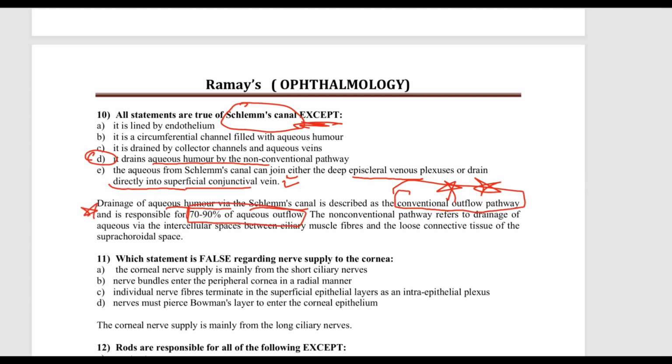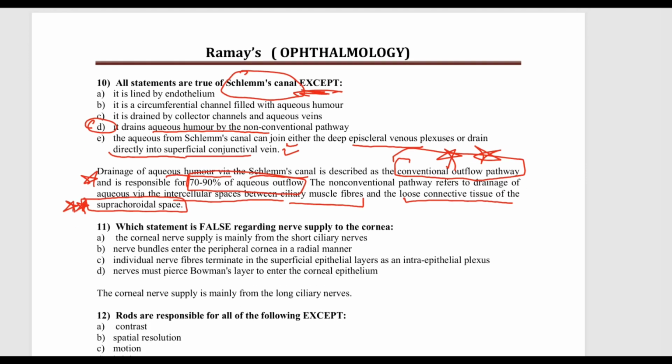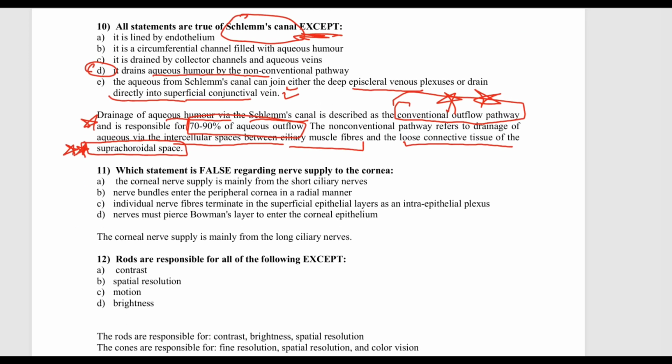The non-conventional pathway, what is that? That refers to the drainage of the aqueous via the intercellular spaces between the ciliary muscle fibers and loose connective tissue of the suprachoroidal space. Remember that. This is the non-conventional pathway. It can be asked in the MCQs.